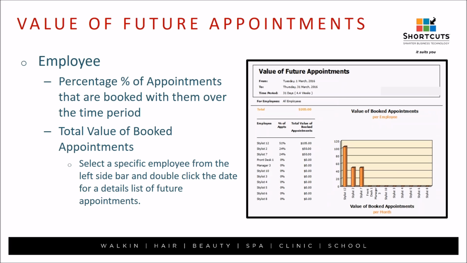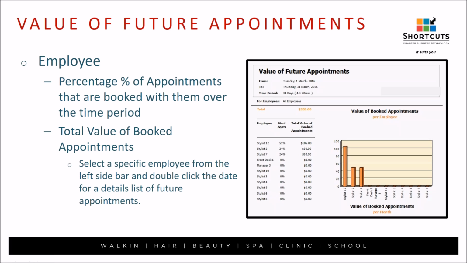The next report that we want to look at is value of future appointments. Basically, this report is going to show us the percentage of appointments that are booked with the employee over a time period. If we take a look here, we've got the stylist, and then the number of appointments column. The total value of booked appointments will also display here. So what's the total value of what we have currently booked in?